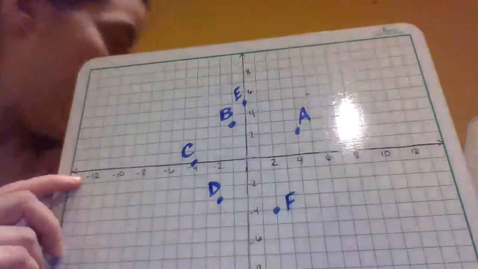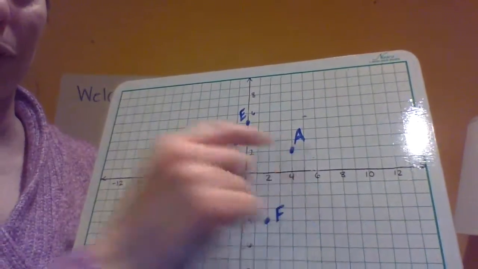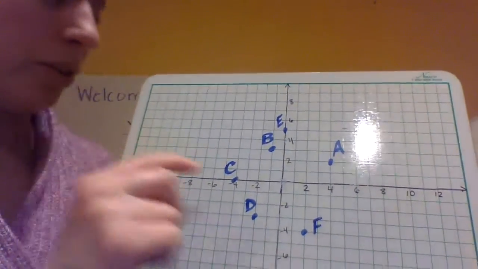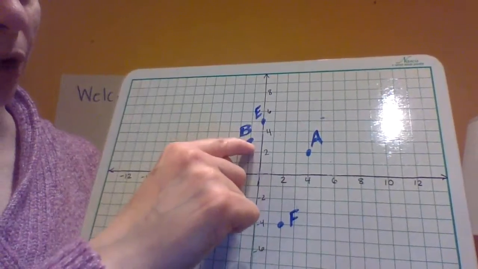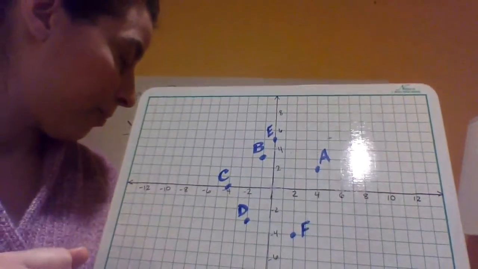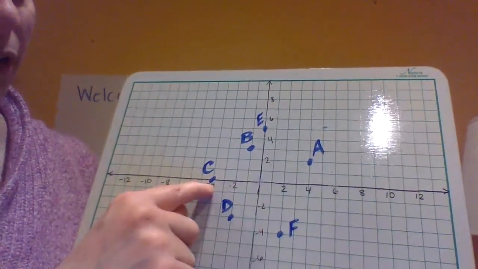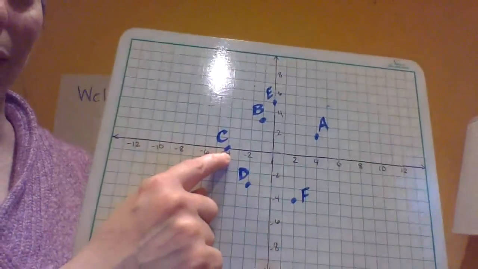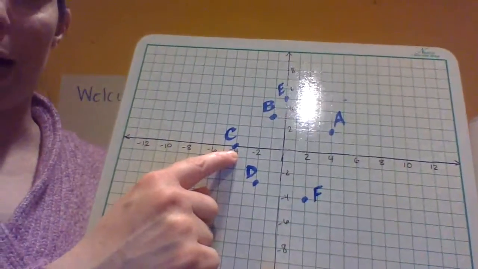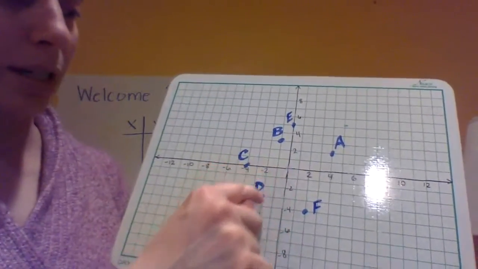Okay. So A was 4, 2. That means we're going to go right 4 and up 2. B was -1, 3. So -1 tells us to go left 1, up 3. C is -4, 0. So we go left 4, and then 0 for the y coordinate tells us we don't go up or down at all. D is -2, -3.